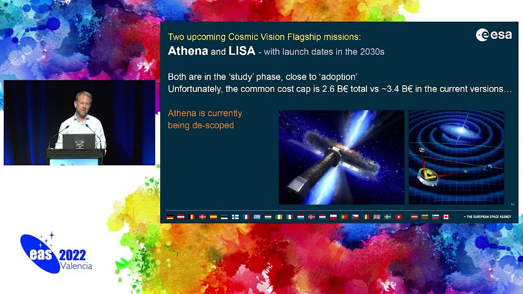Our member states, the Science Program Committee, which are the ones which tell us what they want to see in the program, told us to cap them at $2.6 billion, which is still a lot of money, in order not to completely unbalance the program. So we have to go through an exercise now with Athena and eventually also with LISA to see whether we can de-scope them meaningfully, maintain their flagship character, hopefully maintain them on about the time scale that they were planned for, and move ahead.